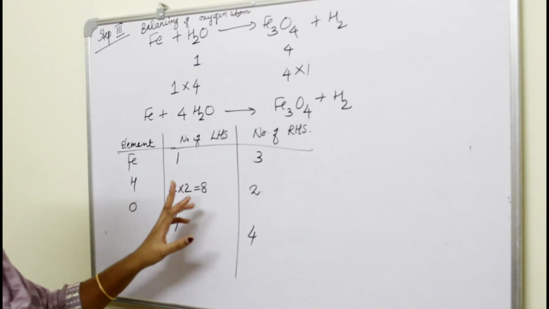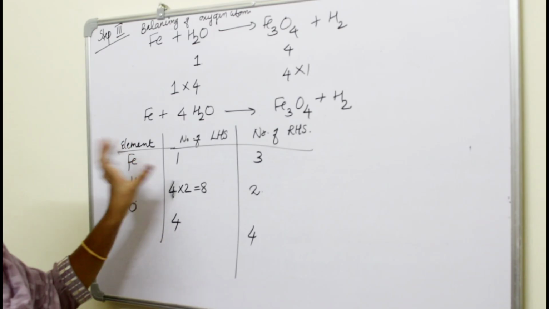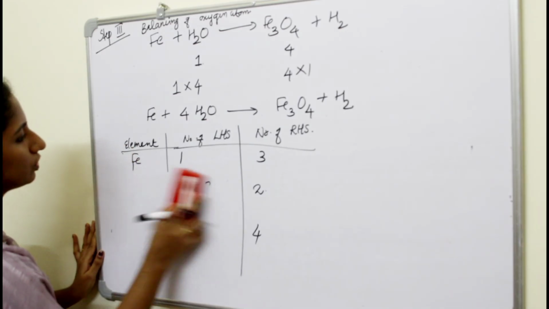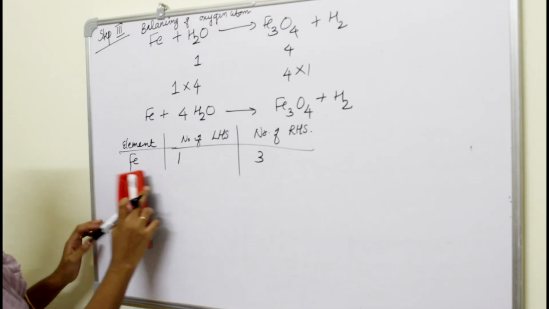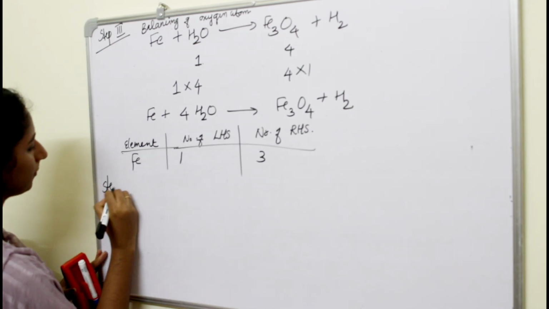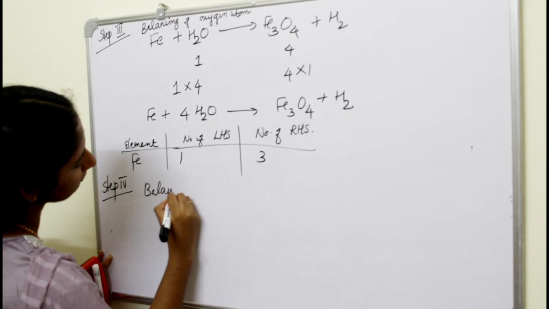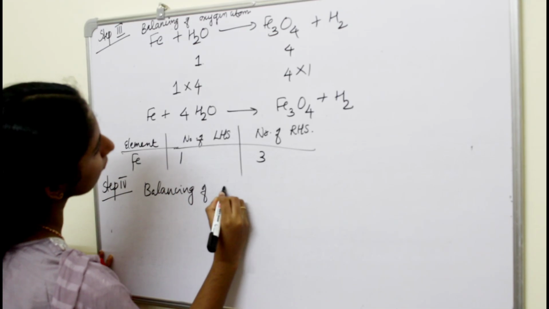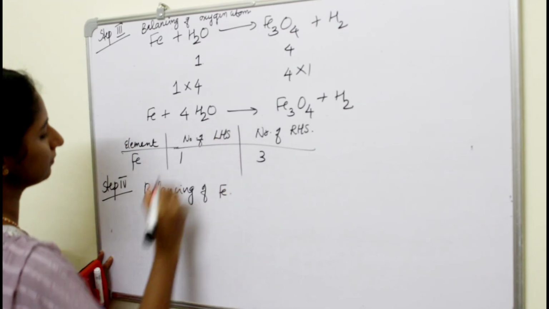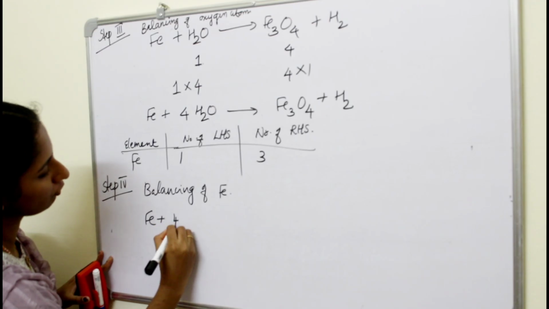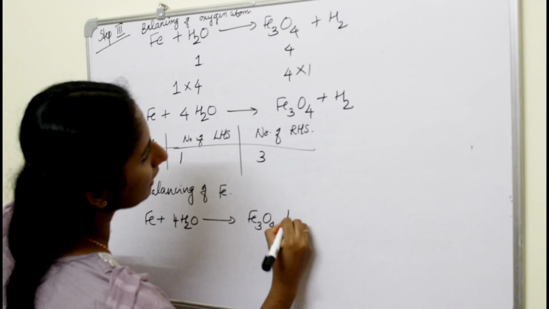So what about hydrogen and iron? It is changed again, right? So we want to balance these atoms again. So now we are balancing the number of iron atoms. So in step 4, balancing of iron. We are writing this equation again: Fe plus 4H2O gives Fe3O4 plus H2.